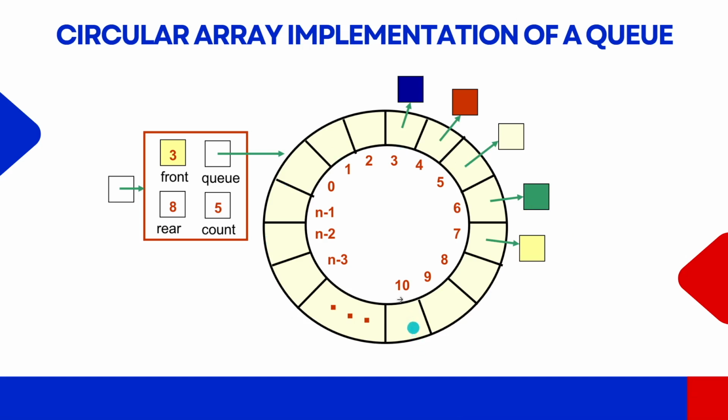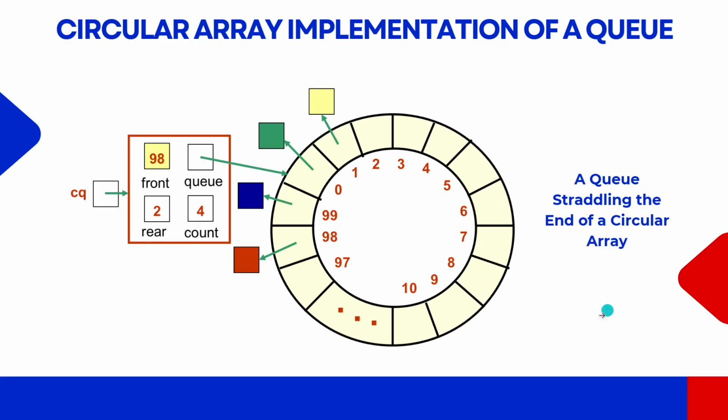Here the principle is that instead of stopping the addition of elements to the queue once we reach n minus 1, now we can proceed with adding elements just because locations 0, 1, 2 are free now, as we have removed those elements from the queue. So the circular array helps in conserving memory space. The space that has been freed by deletion can now be reused with the addition of elements.